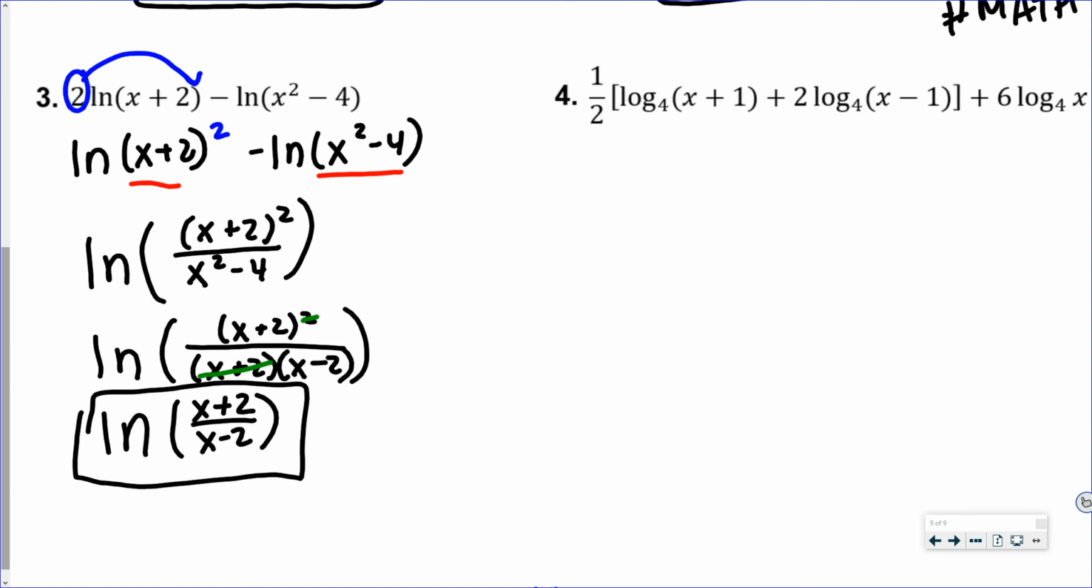There's a couple ways you could actually tackle this one. I would condense this first before you distribute the 1/2. I would condense first before you distribute the 1/2.